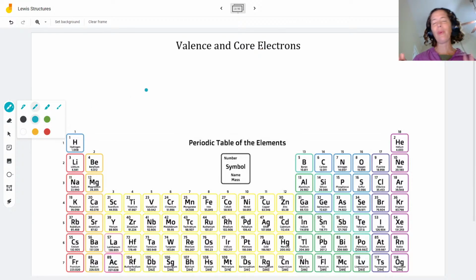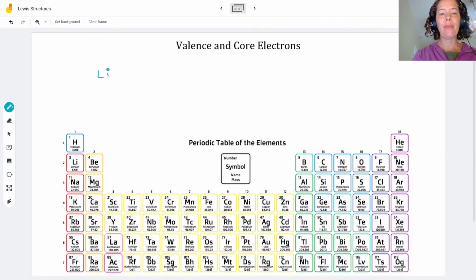So the best way I think to identify your valence and core electrons initially is to do the electron configuration. So for example, let's do lithium. All right, so lithium is right here, atomic number 3. I'm just going to write out the electron configuration. So it's going to be 1s2, 2s1. All right, so lithium has 3 electrons. 2 of them reside in the 1s orbital and 1 of them resides in the 2s orbital.